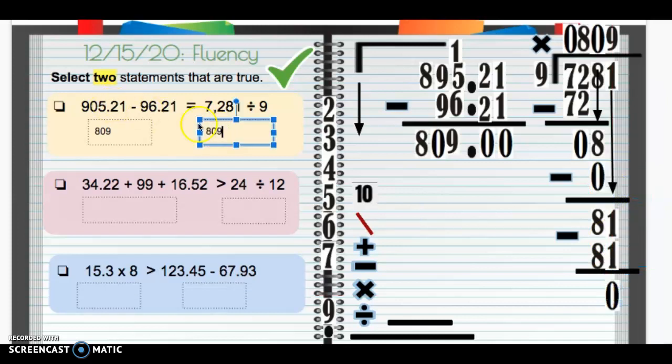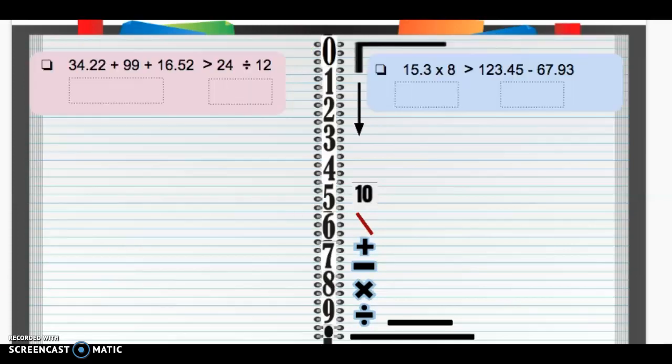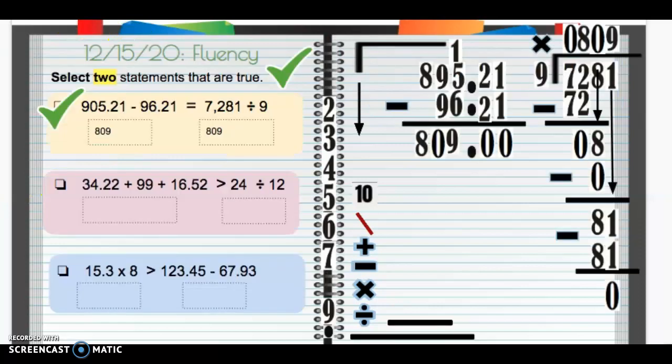So let's look at this problem. We have 809, 809. Well, that's correct. So that one's correct. All right, and then I will have the next 2 questions on your next slide on the video on this slide, okay? So you can use that as a helpful guide to complete the rest of this problem.